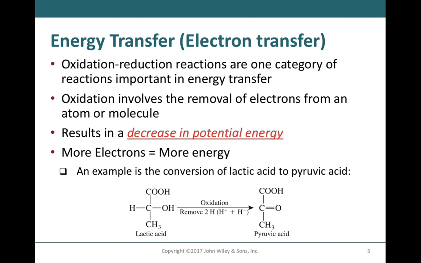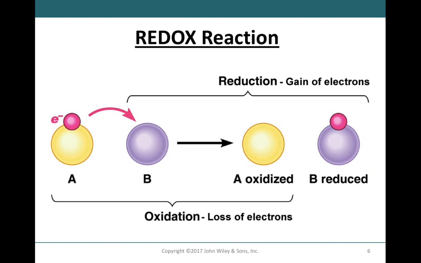Now whenever we undergo an oxidation, we decrease our potential energy, because if we are losing electrons, we're losing energy. So I want you to imagine that whatever molecules have the most electrons are going to have the most energy. And that is shown for us here. The more electrons we have, the more energy is going to be found in our molecule. So this is an example of an oxidation reaction, and now we're going to look at a reduction reaction.